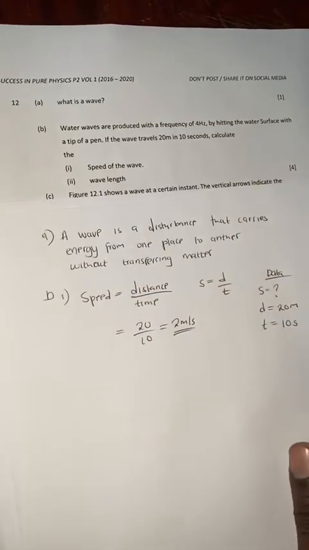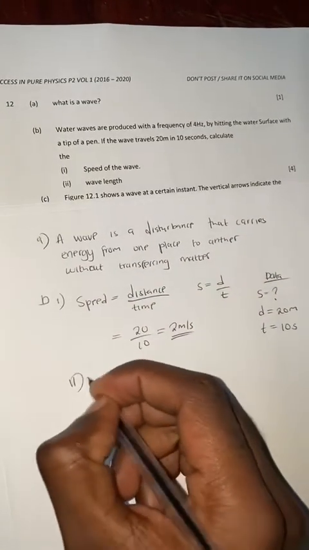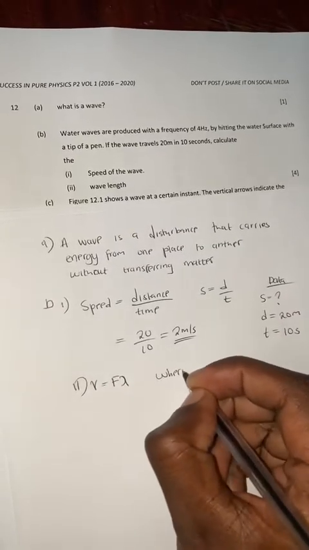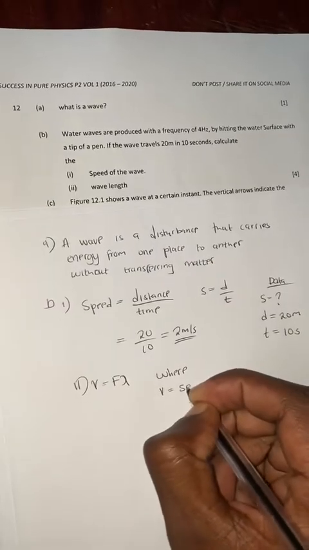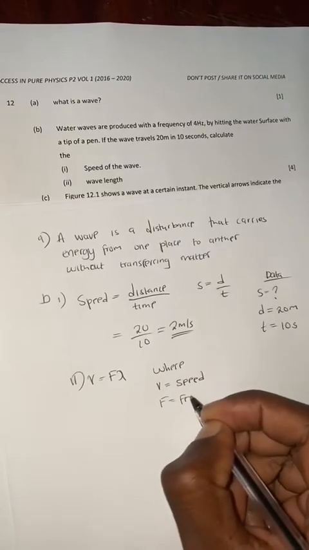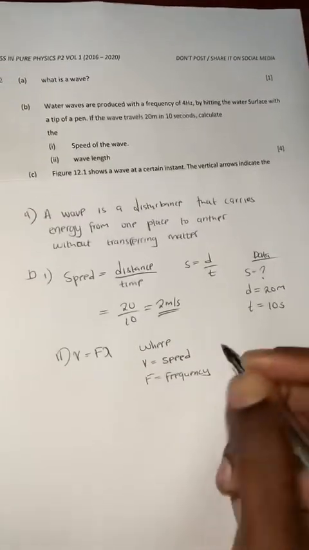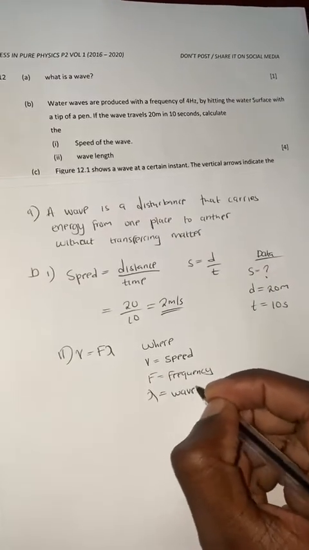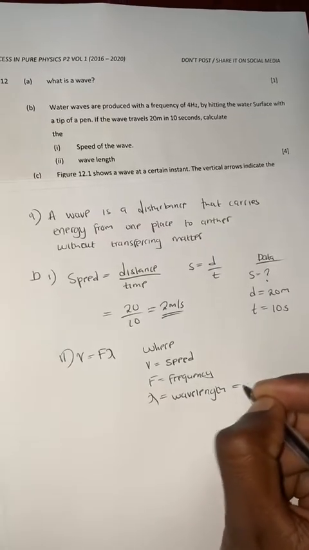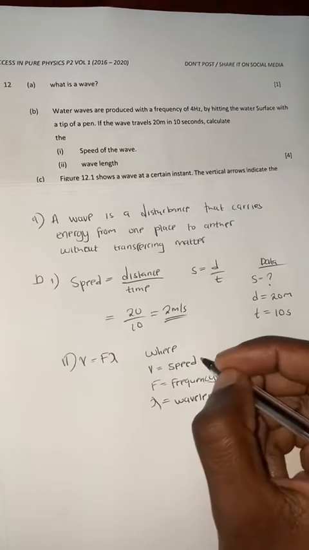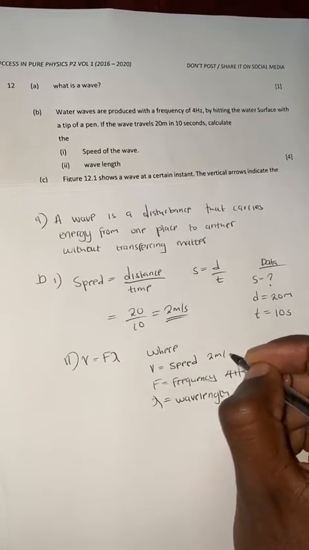Okay, so B2, calculate the wavelength. To find wavelength, I'm going to use the formula speed is equals frequency times wavelength, where v is equals speed and f is frequency. This symbol is known as lambda, the symbol for wavelength. So I'm looking for wavelength. Frequency I've been given in the question, it is 4 Hz. Then speed, I've just calculated, which is 2 meters per second.